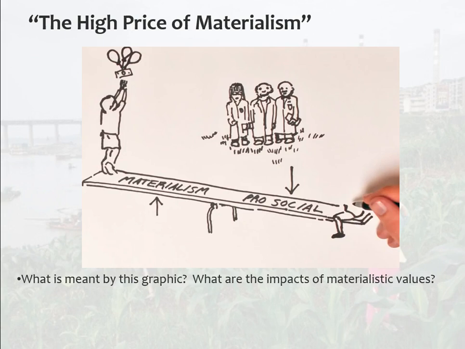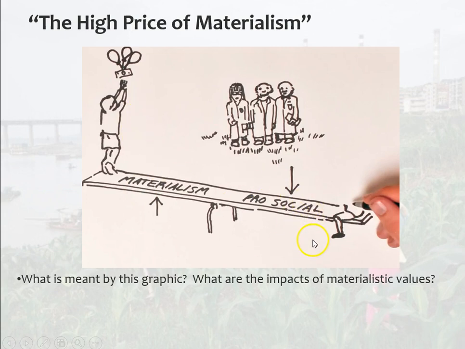Okay. So again, this image here that they have in the video, go ahead and press pause and think about what the image means, and they actually mention what it means. The graphic here is meant to be a seesaw. So as materialism goes up, pro-social behavior goes down. And again, research shows that as people become more materialistic, their pro-social behavior goes down.